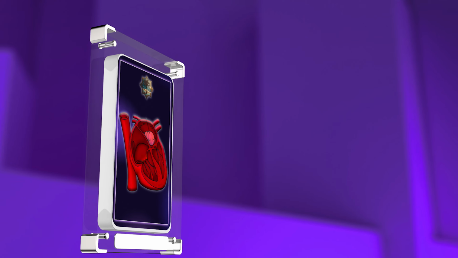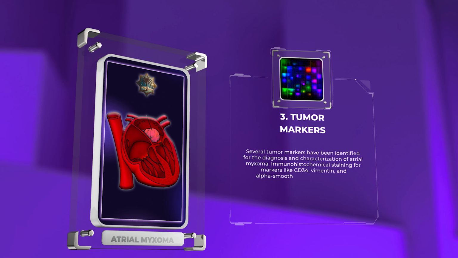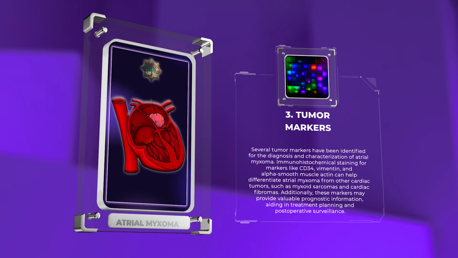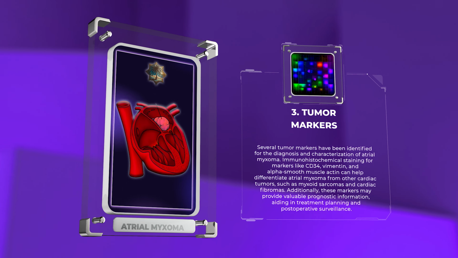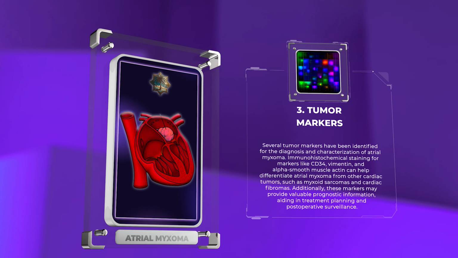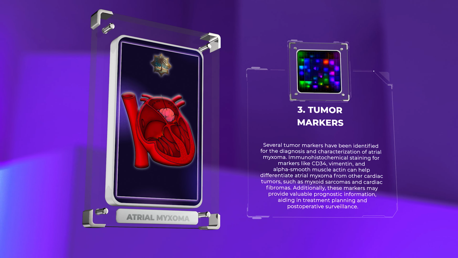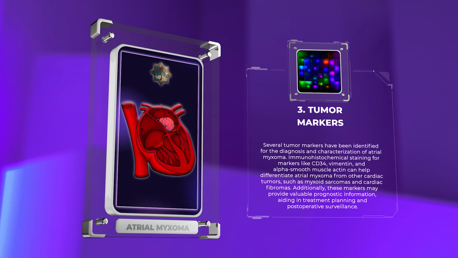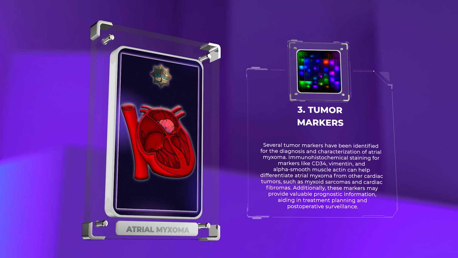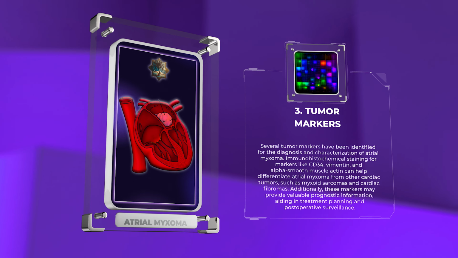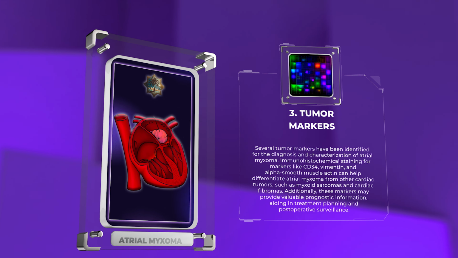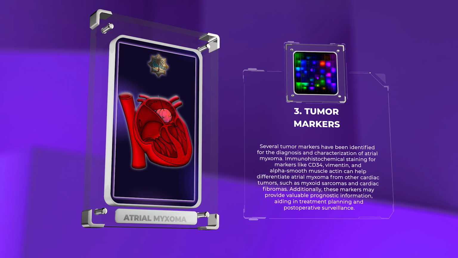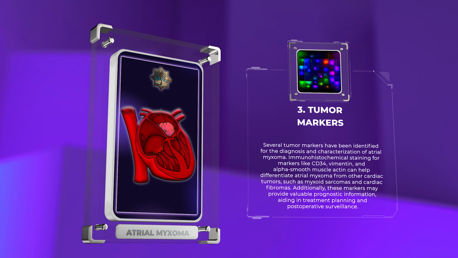Several tumor markers have been identified for the diagnosis and characterization of atrial myxoma. Immunohistochemical staining for markers like CD34, vimentin, and alpha-smooth muscle actin can help differentiate atrial myxoma from other cardiac tumors, such as myxoid sarcomas and cardiac fibromas. Additionally, these markers may provide valuable prognostic information, aiding in treatment planning and postoperative surveillance.